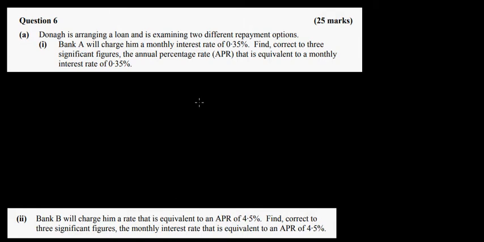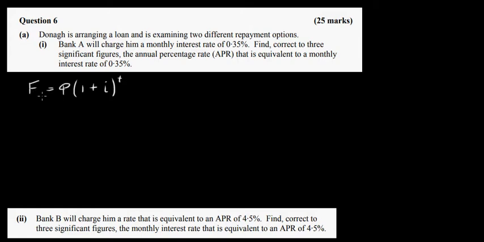So for Bank A, they will charge him a monthly interest rate of 0.35%, and we've got to find, correct to three significant figures, what the APR would be that is equivalent to a monthly interest rate of 0.35%. So we've got to convert this to a yearly rate. So as usual, we start with our formula here. F is equal to P times 1 plus I to the power of T.